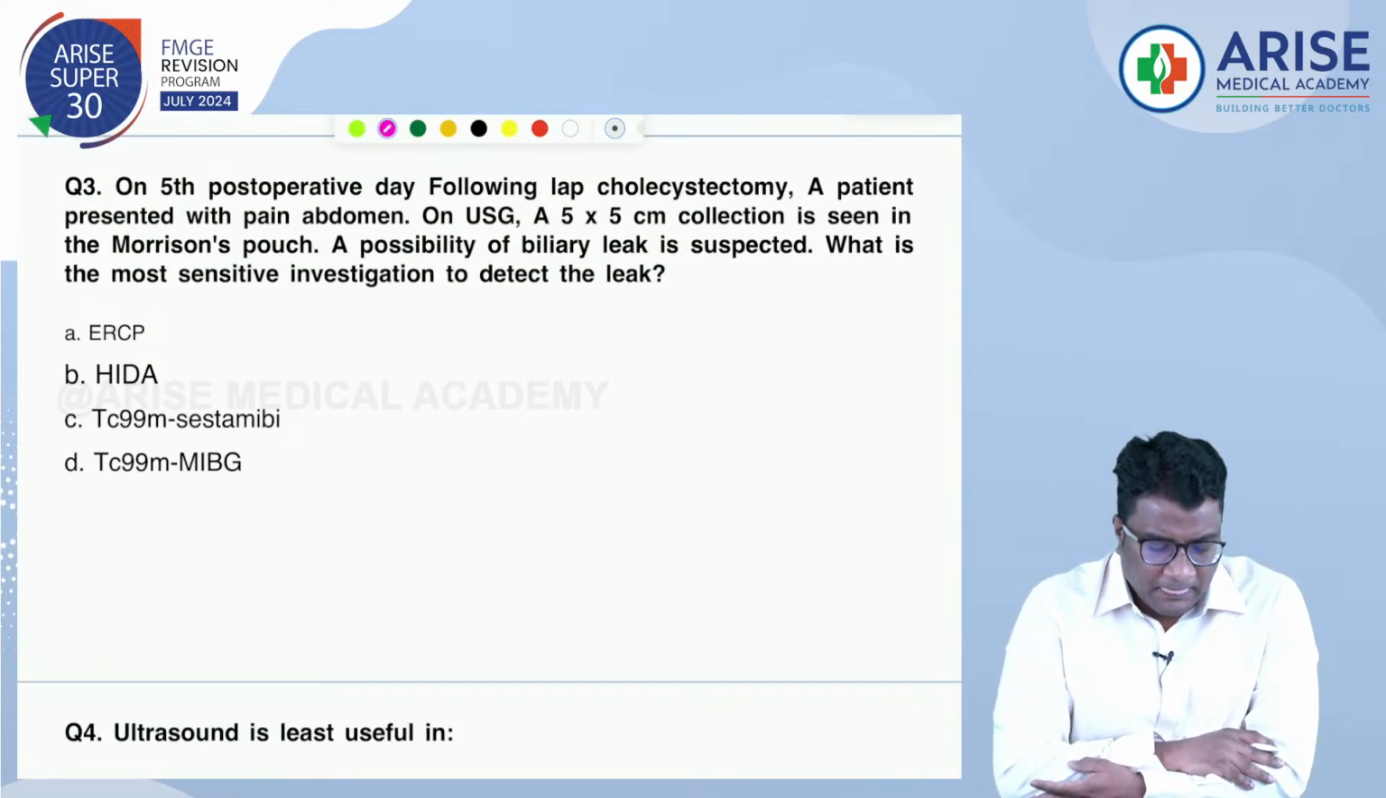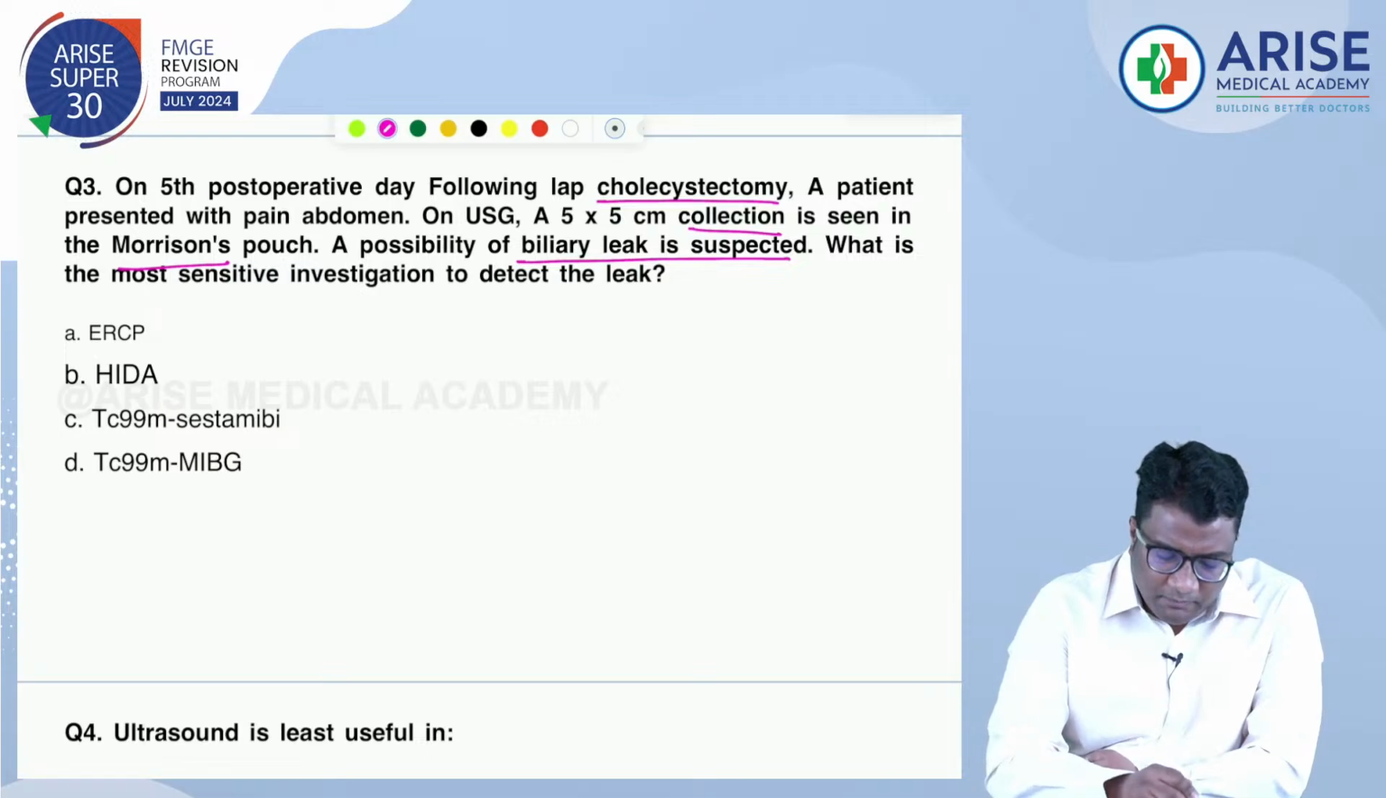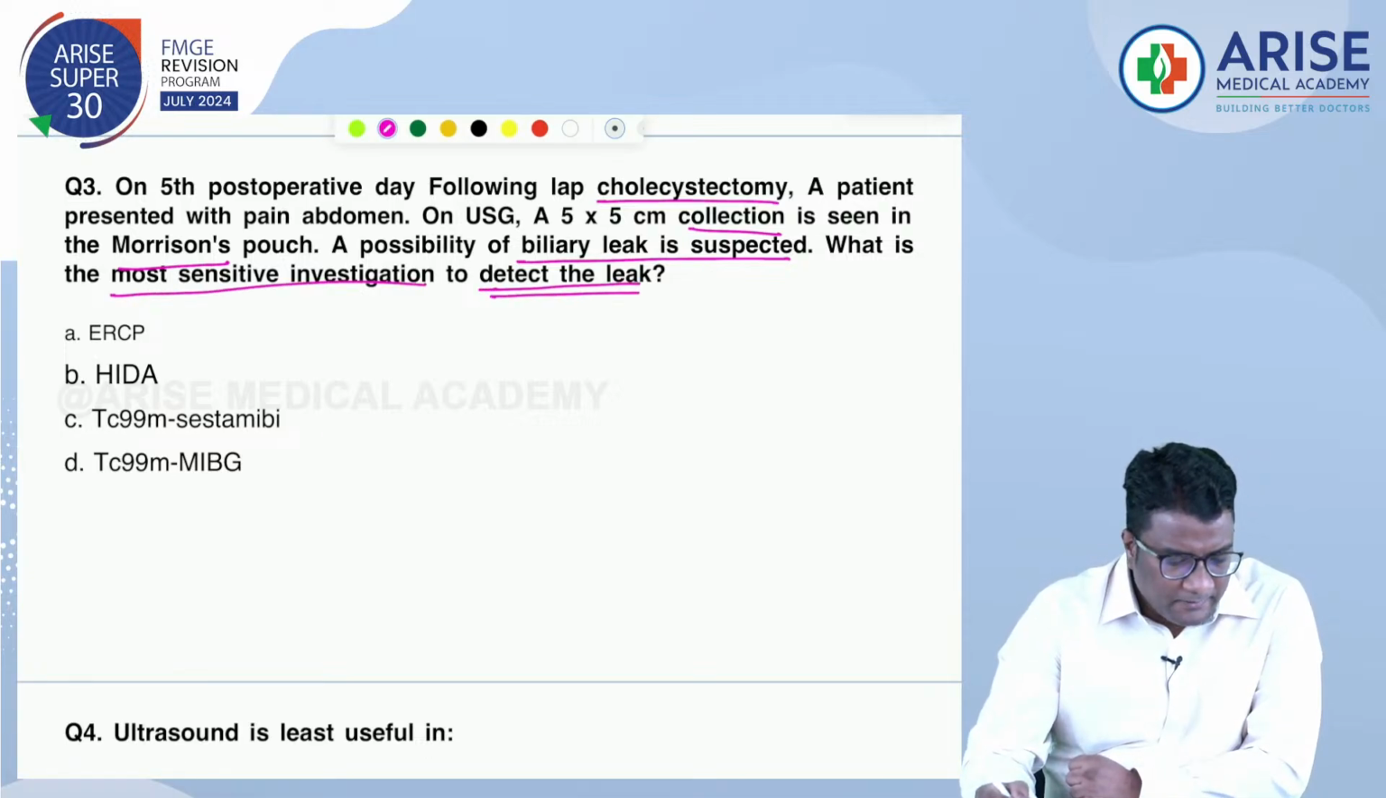Try to answer this. On 5th postoperative day following lap cholecystectomy, a patient presented with pain abdomen. On ultrasound, a 5x5 collection is seen in the Morrison's pouch. A possibility of biliary leak is suspected. What is the most sensitive investigation to detect bile leak? So there is a cholecystectomy patient with a collection in the Morrison's pouch and bile leak is suspected. What is the most sensitive investigation to detect bile leak? What is your answer?